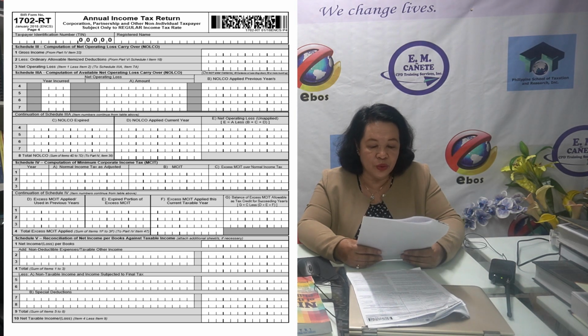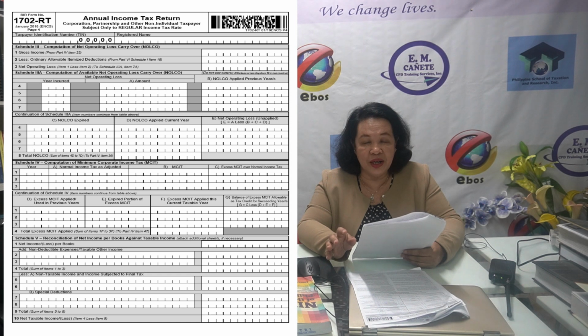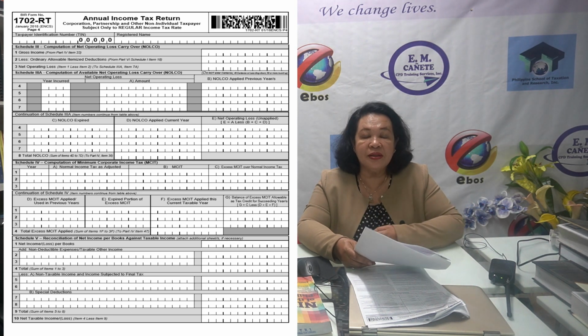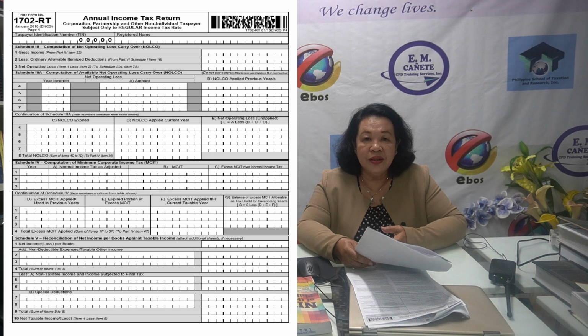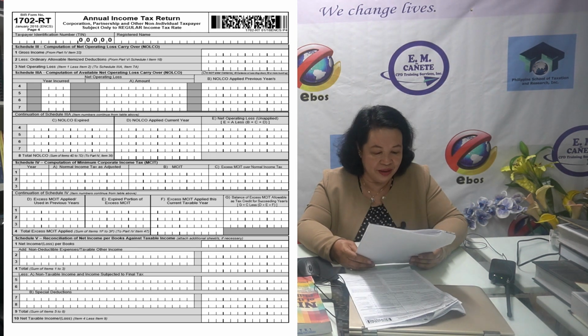You are going to compare the normal income tax and the minimum corporate income tax. Why? Because in paying the corporate income tax, whichever is higher between the normal income tax or the MCIT. But what is unique with the MCIT is that the MCIT can still be used if it is in excess of the normal income tax. It can still be used for a period of 3 years. Okay, so total excess MCIT, if there is any.